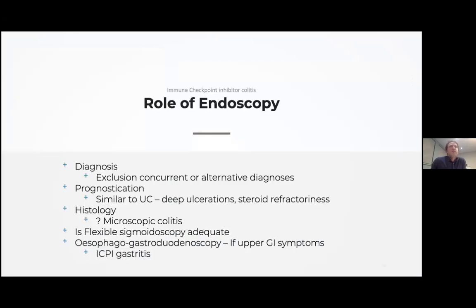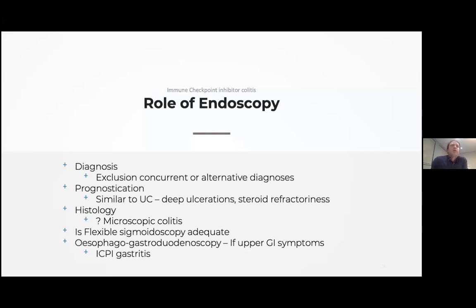And then just to talk about the role of endoscopy, as we mentioned, exclusion of concurrent or alternative diagnoses is fundamentally important. Early step up if there are poor prognostic features is anticipatory. The ability to get histology is fundamentally important. Microscopic colitis as a cause for symptoms is not uncommon, and that obviously changes your approach. It's only made on biopsy.